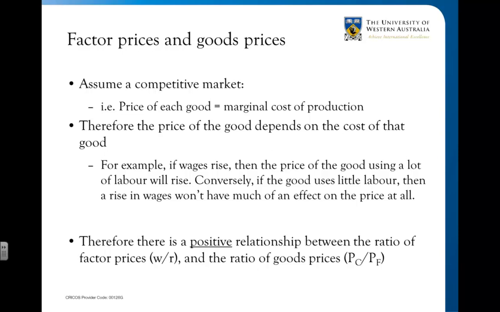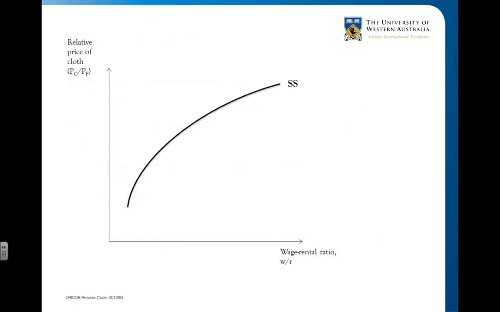So in other words, there's going to be a positive relationship between the ratio of the factor prices and the ratio of the goods prices. Remember, and we'll show this in a sec, that if the price of cloth, which was labour intensive, is higher, then the wage is higher in relative terms, and so we can plot that out. A pretty simple graph, but a diagram I'm going to use a version of in a minute. So again, on the vertical axis, we've got the relative price of cloth.